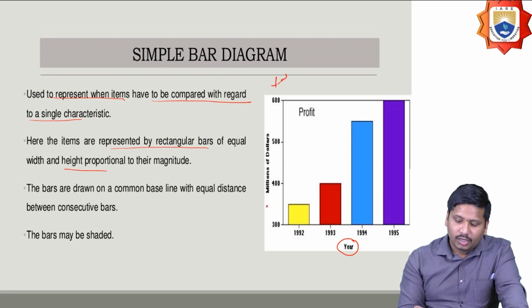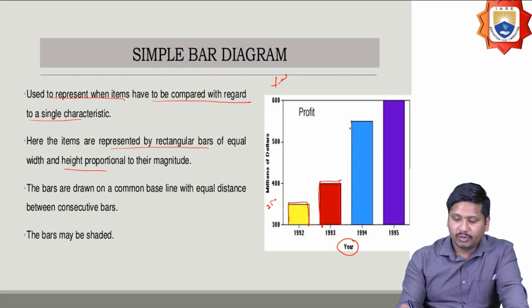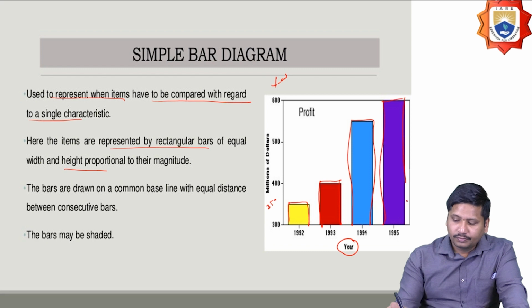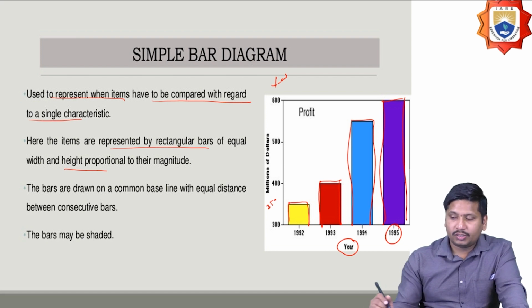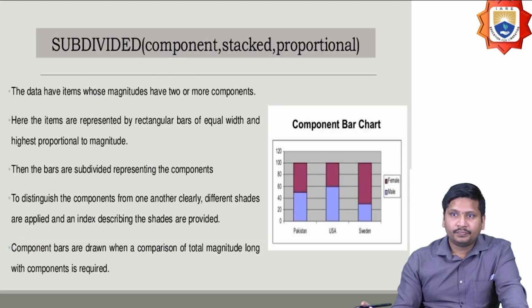Let it be 350 people using these dollars in 1992, and in 1993 it increases to 400, and again it increases to 550, and 600 dollars are used in 1995, like this. So I can construct a simple bar of different colors.